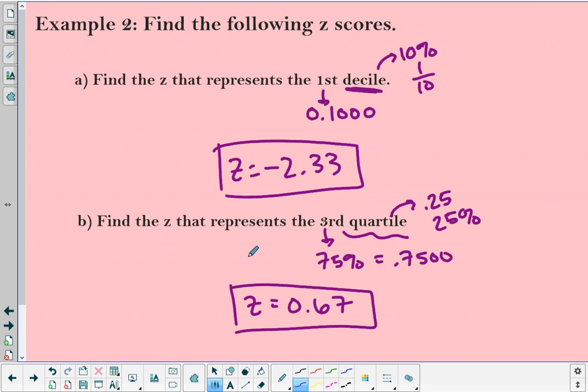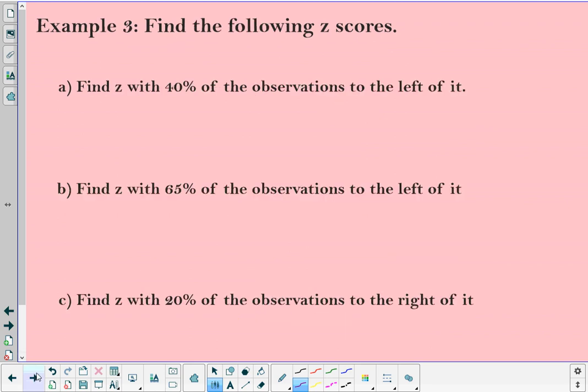All right, so now let's take a look at example 3. Find the z with 40% of the observations to the left of it. So that means I want p equaling 0.4000. So I look for that in the table, and the closest one that's near 40% is the z-score of negative 0.25.